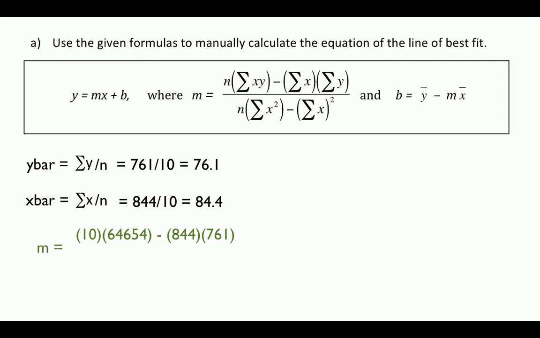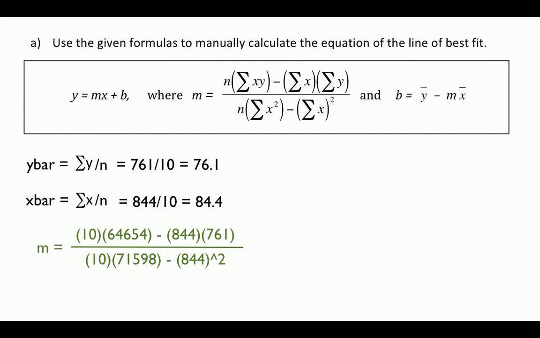Okay, so here we go. We've got n, which is 10, times the sum of x times y. So the sum of x times y was 64,654. Subtract the sum of x times the sum of y. That's the numerator. Notice this is the exact same numerator as for your r value. So on a test, when you have to find the correlation coefficient, you've found that numerator already, you can just translate it down into this formula. And parts of the denominator are also in your formula for correlation coefficient. But that'll just save you a step.